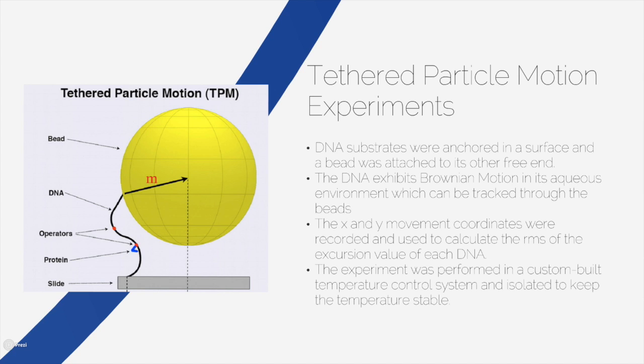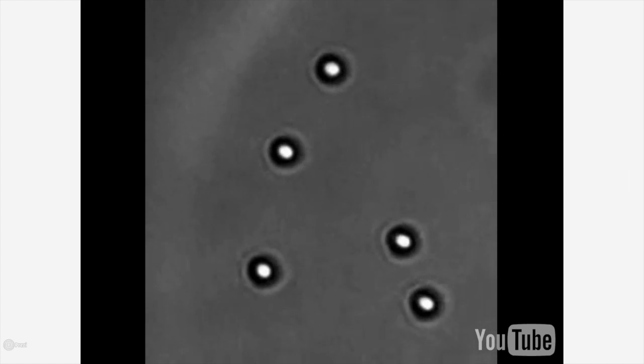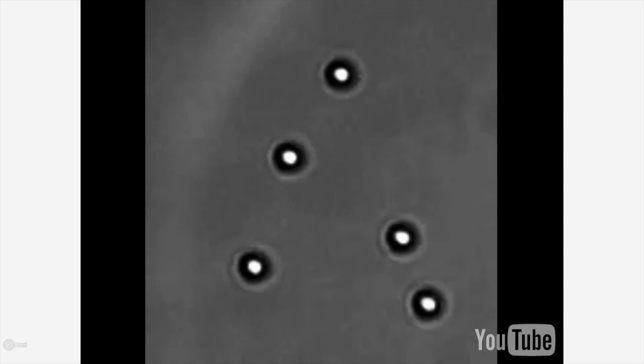One end of the DNA was attached to a metal bead, while the other was attached to a rigid surface. The movement of DNA then could be easily tracked by recording the movement of attached beads. The X and Y movement coordinates were recorded and used to calculate the root mean square, or the RMS value, of excursion of each DNA. This RMS value was later used to calculate the persistence length. The temperature for this experiment was controlled using a custom-built temperature system. The following video shows the movement of tethered particle attached to a polymer, which was used in this experiment.